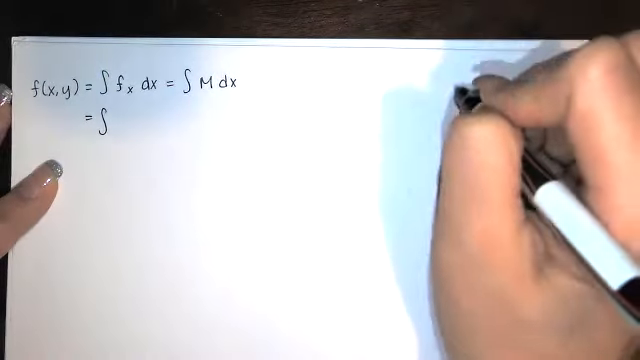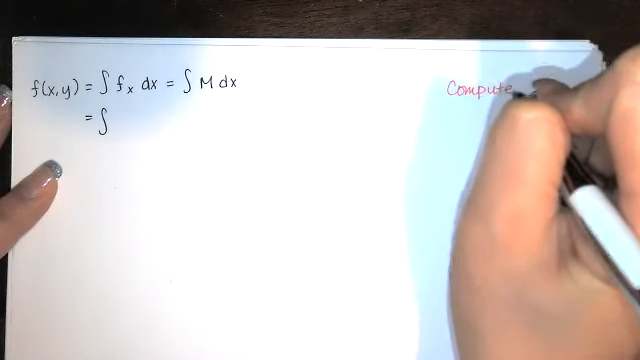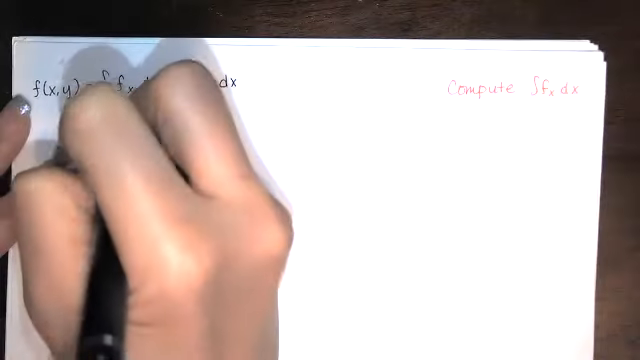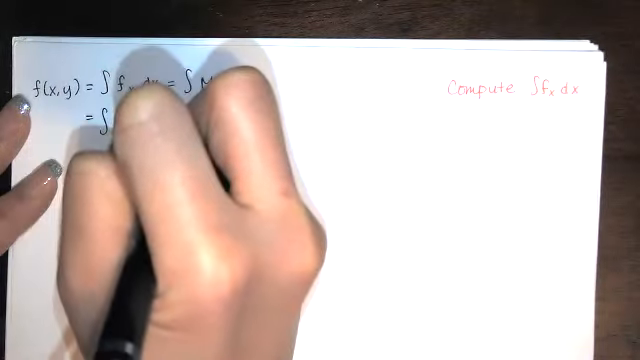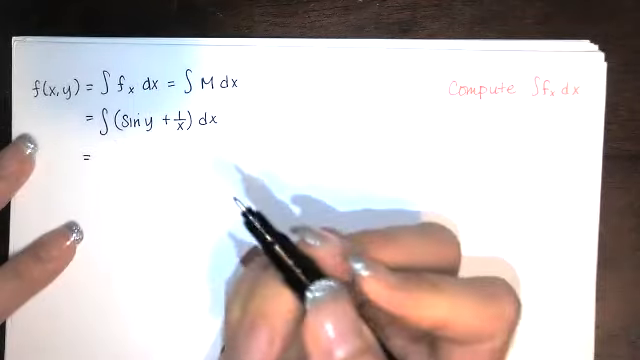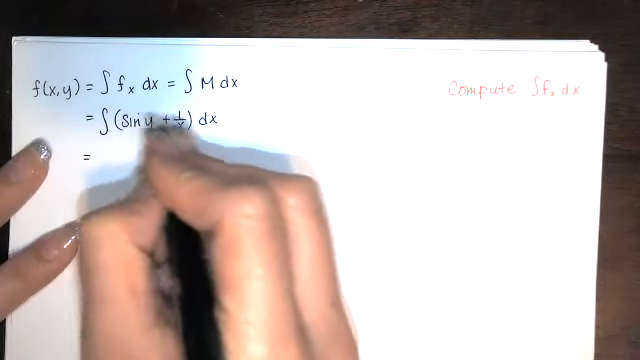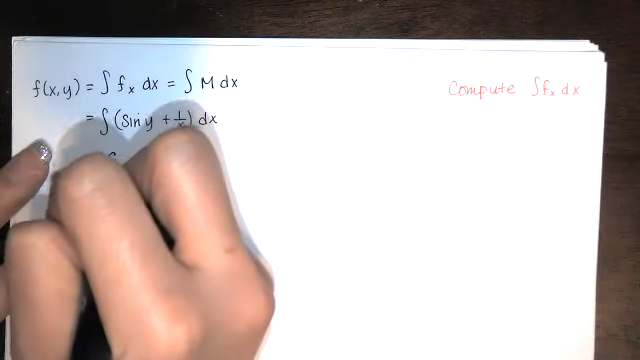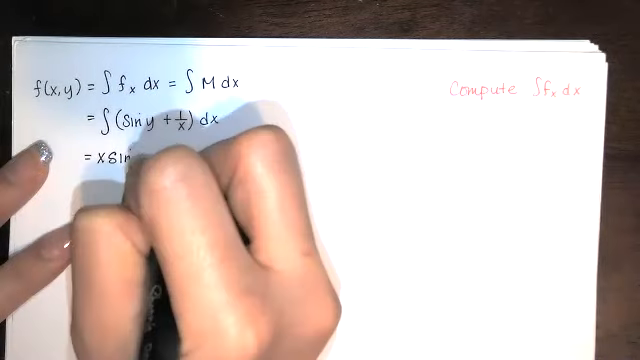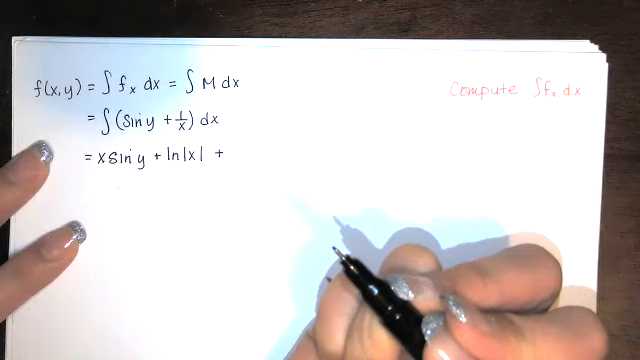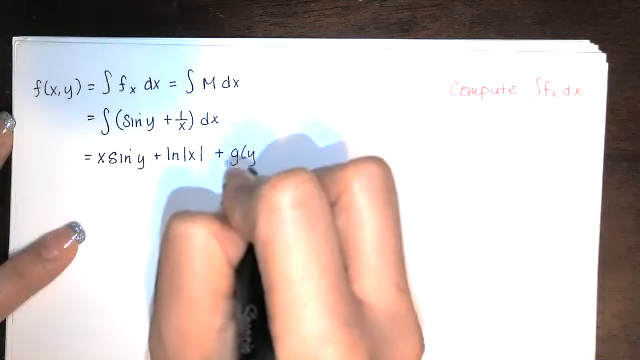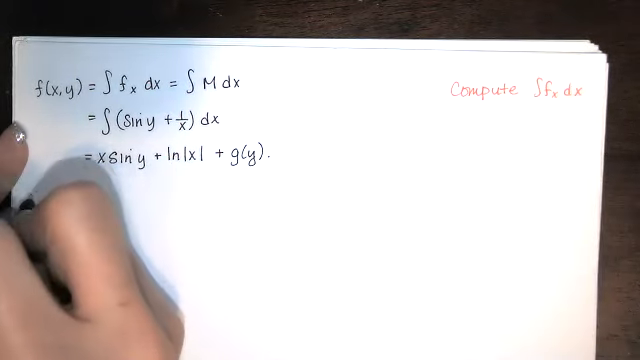So our next step, whenever we're finding the potential function, is to compute that antiderivative. Well, with respect to x, sine of y is a constant. The antiderivative of sine of y with respect to x is that constant times x, and the antiderivative of 1 over x is natural log of the absolute value of x. And then we would add a constant of integration, but it has to be constant with respect to x, not necessarily with respect to y. So we'll have a g of y there. Okay?